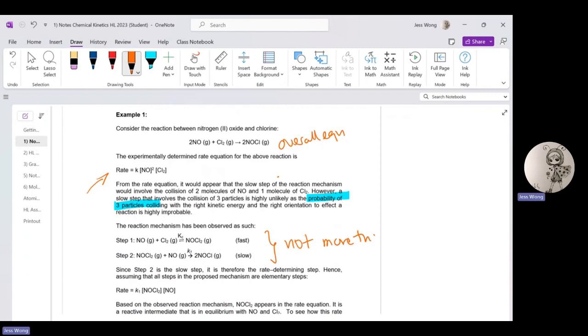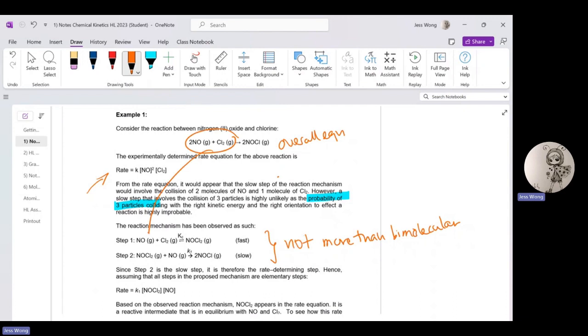So what is the meaning of that? That means in each step, the number of molecules of reactants involved should not be more than 2. It can be 1, it can be 2, but it should not be more than 2 because of the low probability.